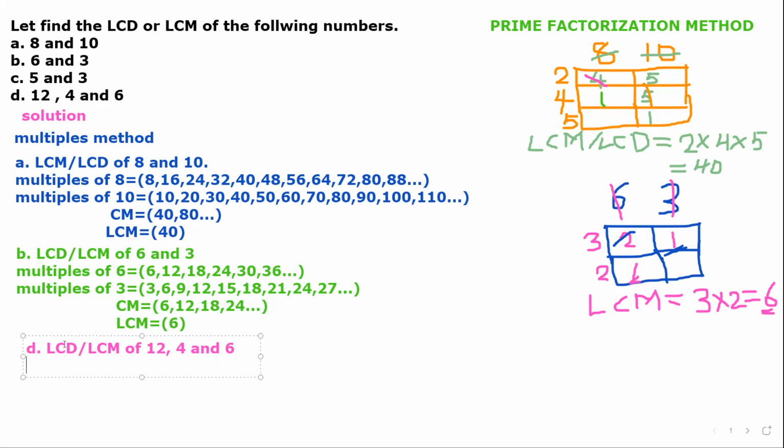Great. Now you list the multiples of 12 first. You have 12, 24, 36, 48, let me add this one, 60, and then put 3 dots here.